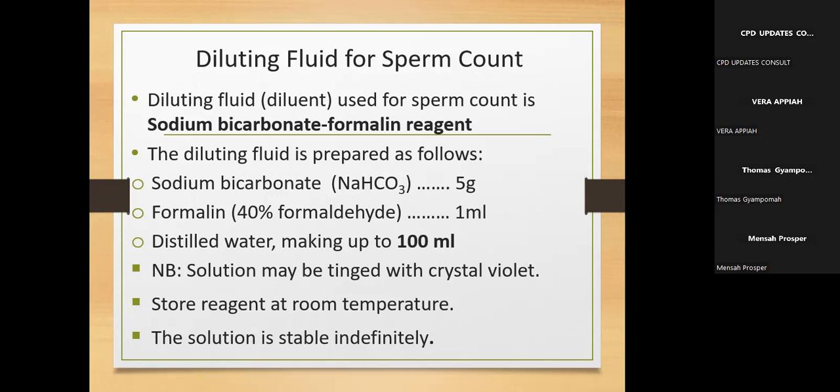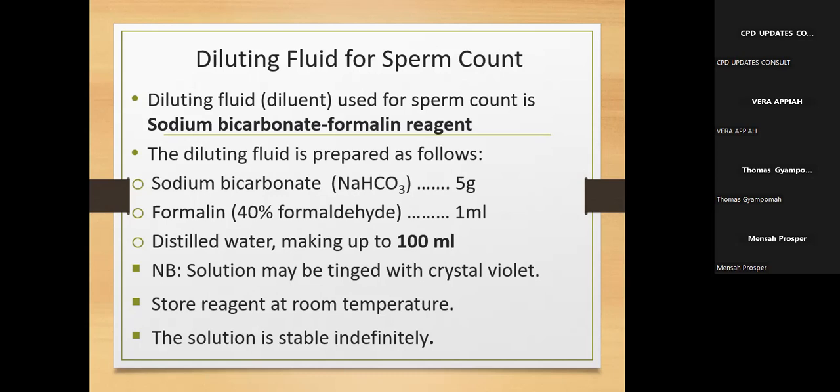It's just 2 to 3% acetic acid, tinged with either crystal violet or Giemsa. And the idea is that crystal violet or Giemsa is just to stain the nucleus. It gives the nucleus just a little bit of a tinge of color so that it can differentiate from, let's say, other debris. All right, so the same thing is happening here.